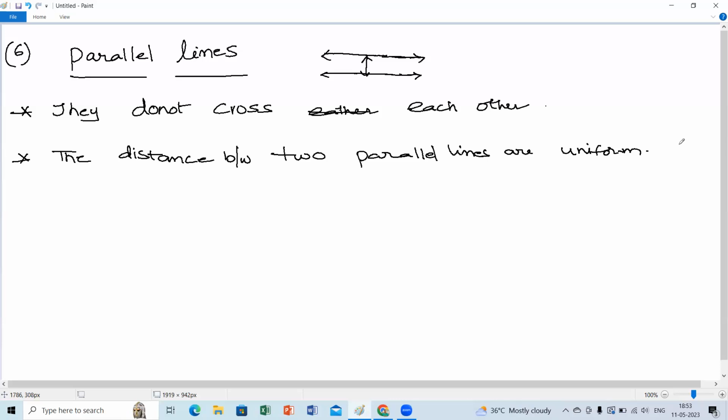I said we have to go with the quiz, right? I think my students are rigorously waiting for the quiz. Please prepare all these points. Note down all these points.